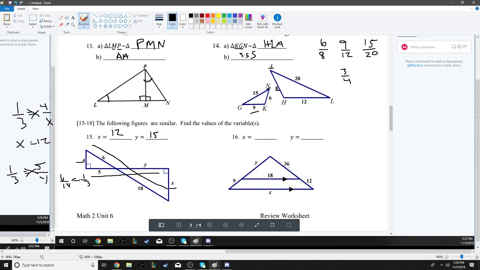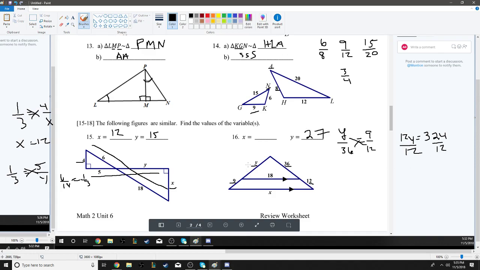For this one, to do y, we can do left over right equals left over right. So y over 36 is equal to 9 over 12. Cross multiply. 12y is equal to 324, and divide both sides by 12 to get y is equal to 27.